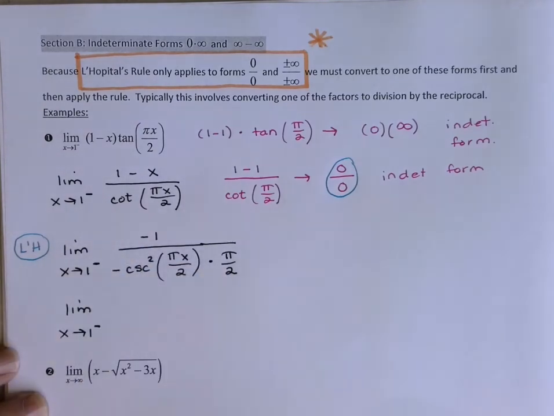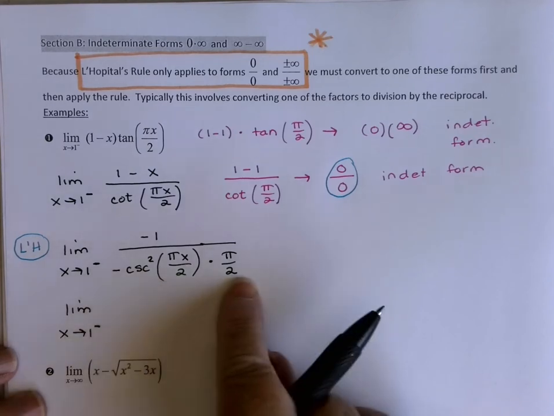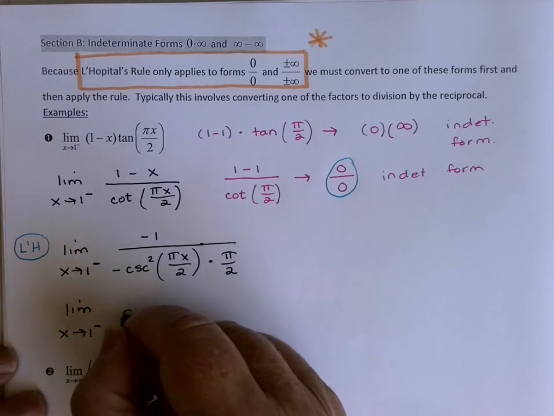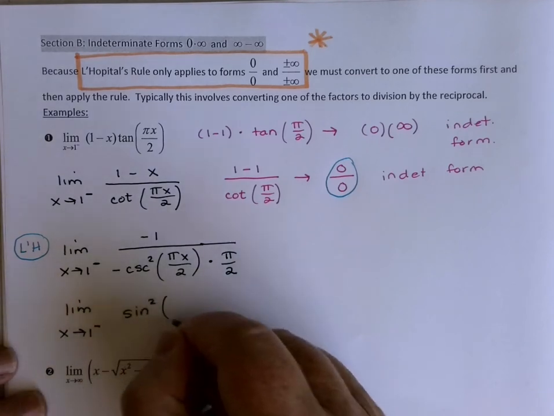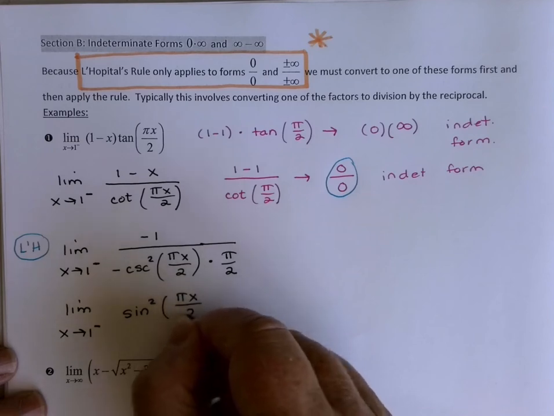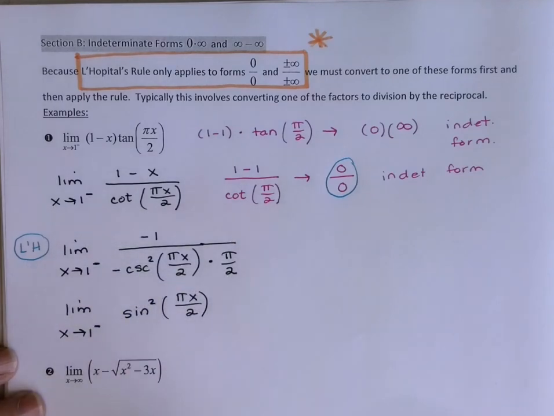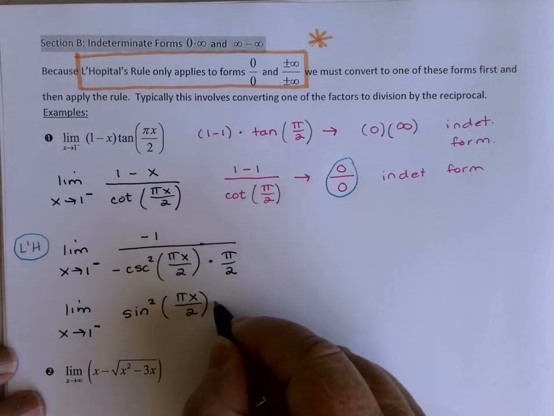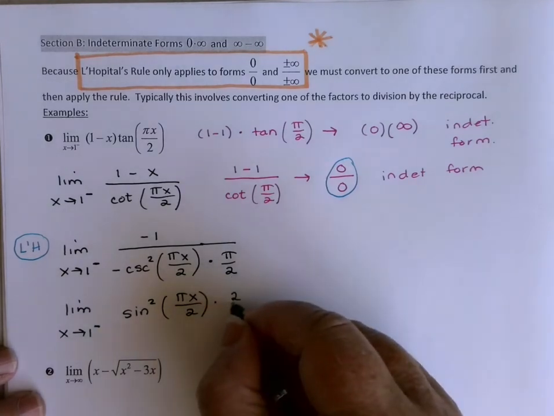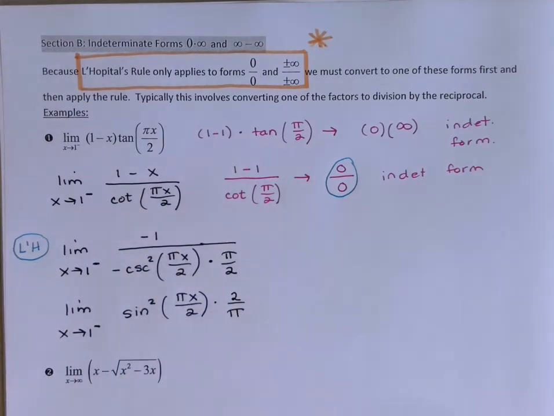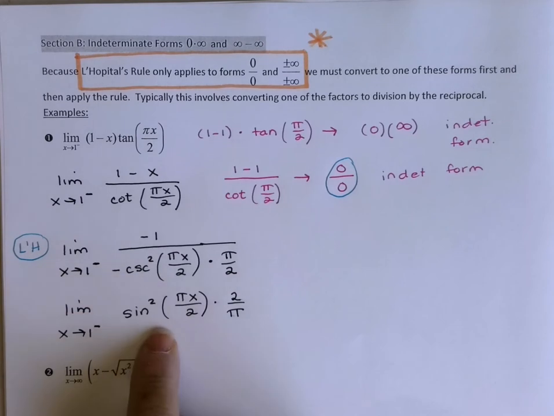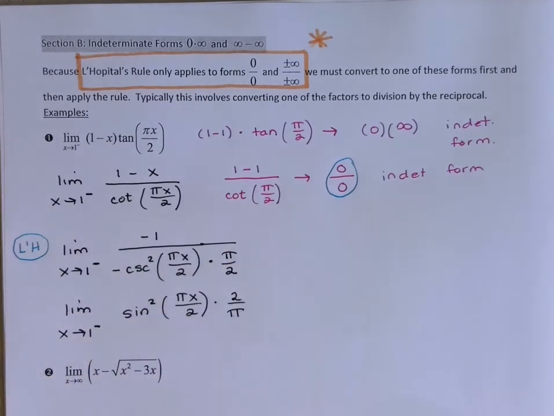Negatives will cancel out, so I can just forget about those. And I'm going to use some reciprocals. Cosecant is the reciprocal of sine, so I can move this to the top if I make it sine squared pi x over 2. And dividing by pi over 2 is the same as reciprocal times 2 over pi. So basically I moved both of those terms into the numerator by taking their reciprocals.